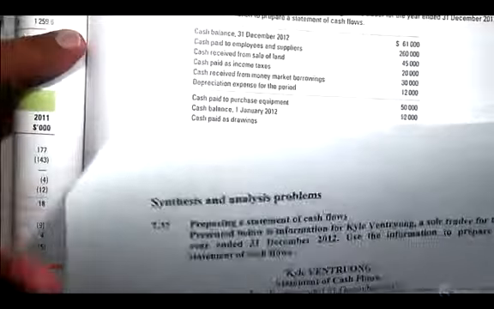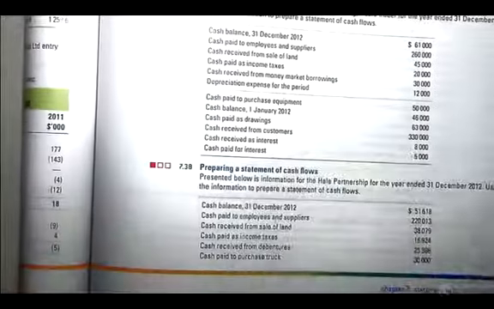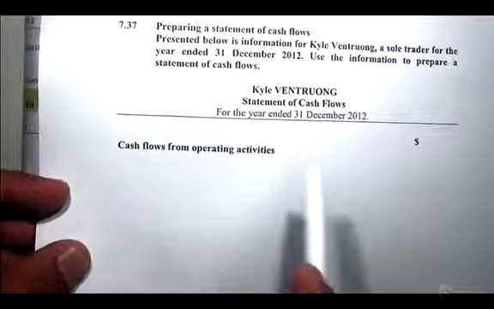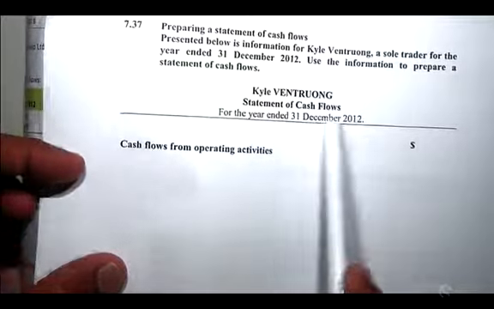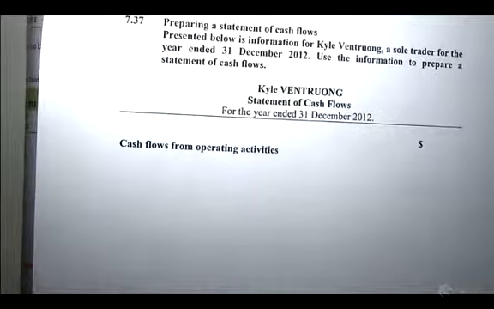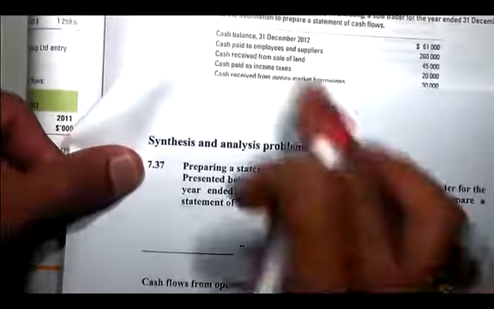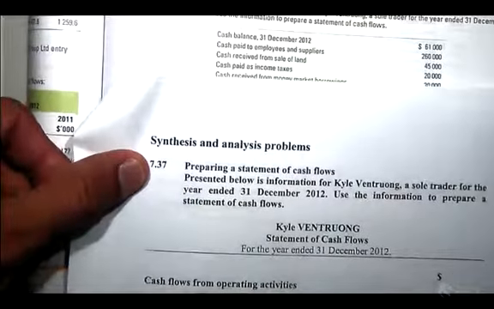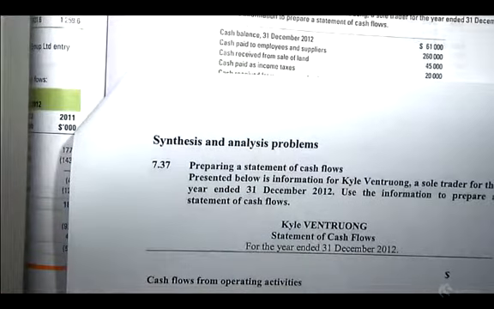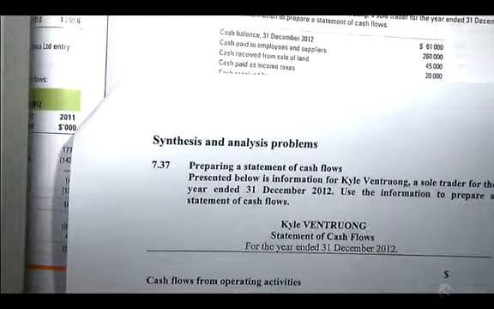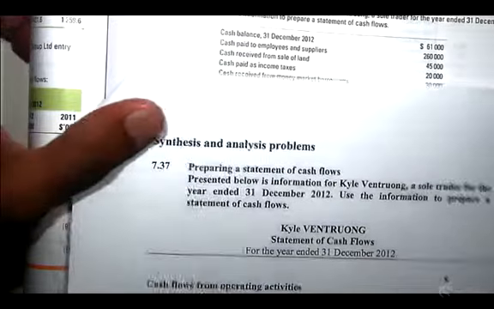Okay, and I'll use this paper to write it on, so you have the answer there. So that's how you write up the answer. Always write the name of the company and the statement that you're preparing. Statement of cash flows for the year ended 31st December 2012. Now, operating activities, we list all the transactions from operations under operating activities. We'll write the inflows first and then we'll write the outflows.